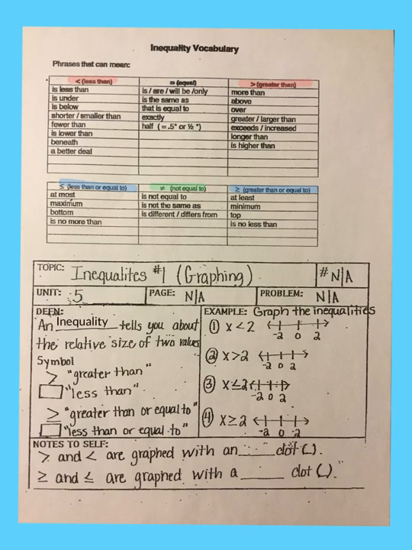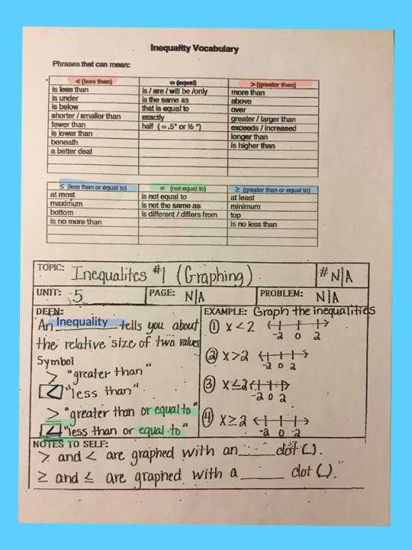So an inequality tells you about the relative size of two values, and the symbols that we use to represent them are greater than, less than, greater than or equal to, and less than or equal to. And notice when we have the equal to, that there is a line underneath the sign. So let's talk about how we would graph the inequality.